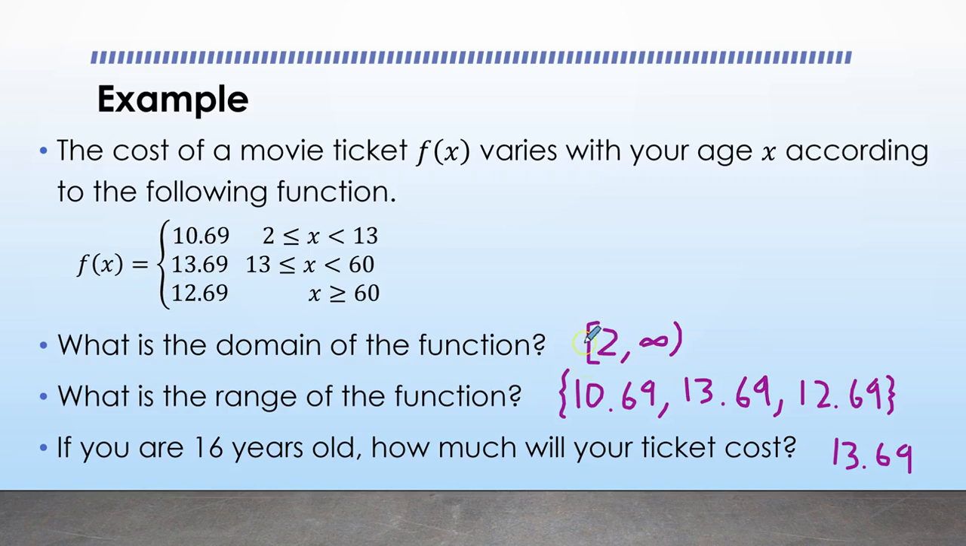And it might seem weird that your domain does not include the numbers from 0 to 2, but the idea behind most of the pricing schemes at a theater is that they don't charge a ticket for somebody who's only 1 year old. They're expecting them to sit in the lap of their parent. So we're only having to buy a ticket for somebody 2 years of age or older who uses their own seat in the theater.